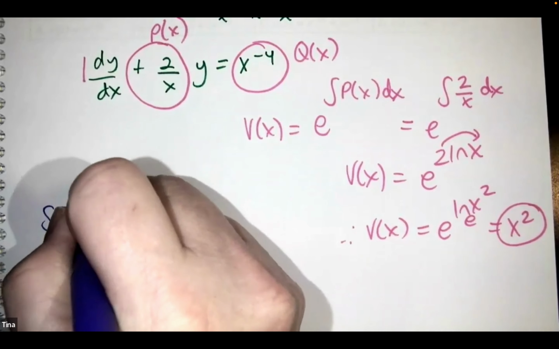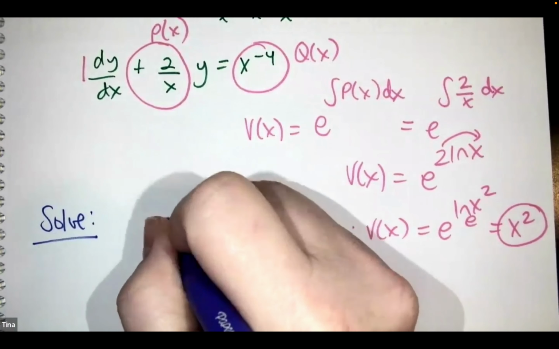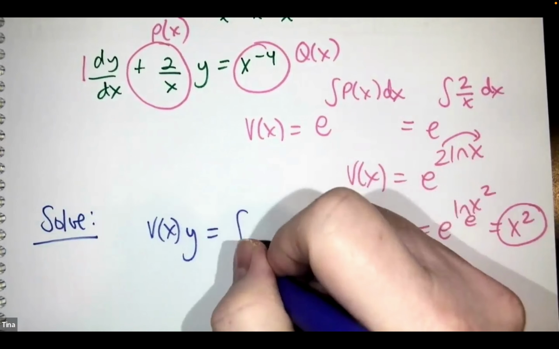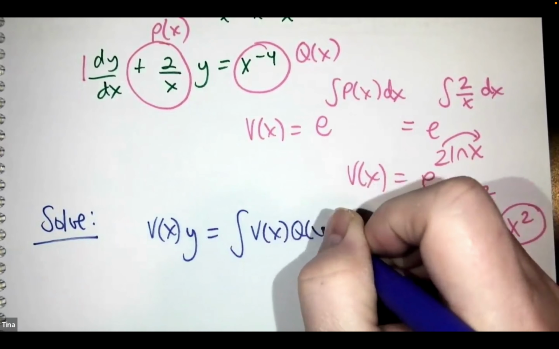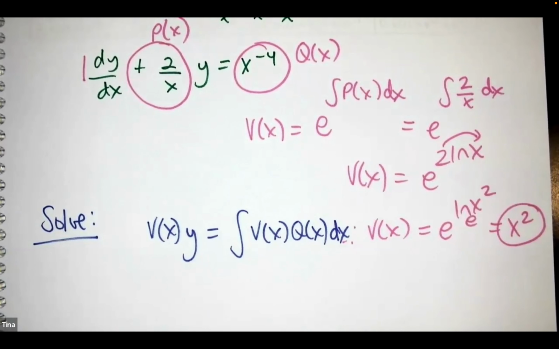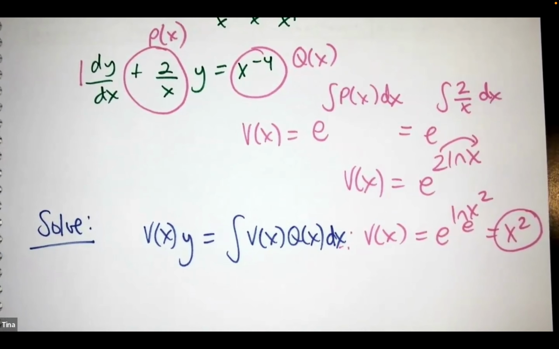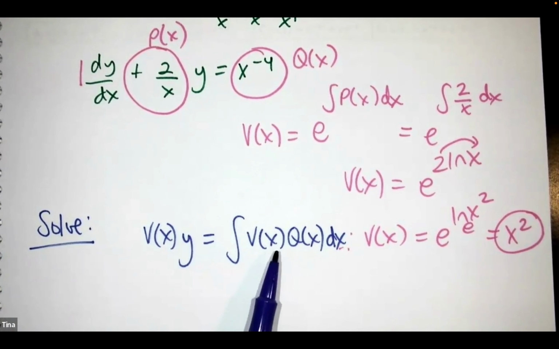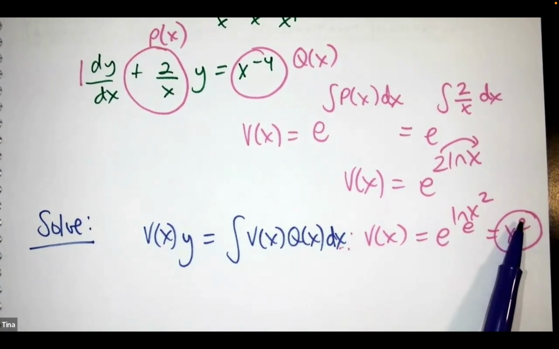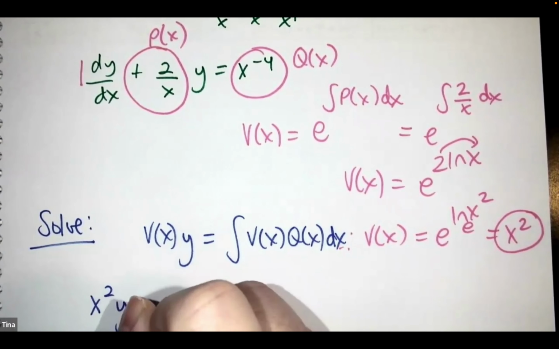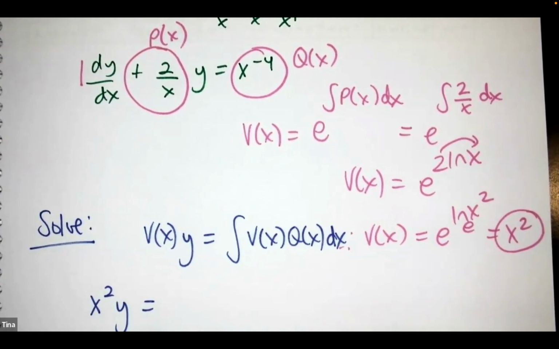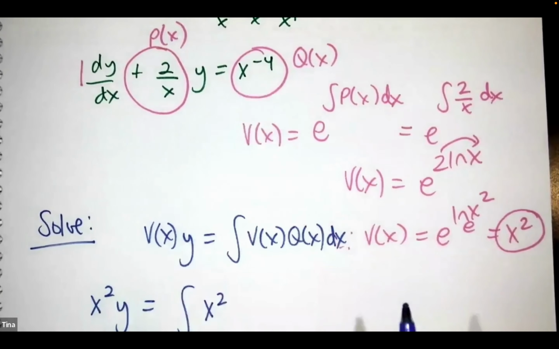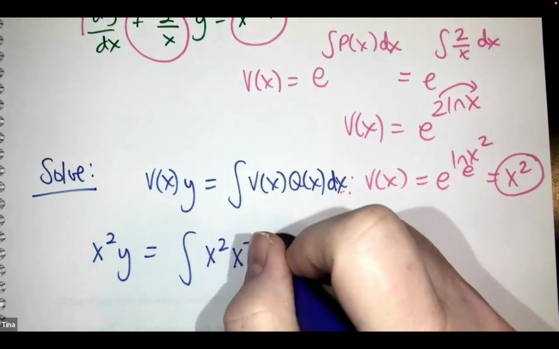Okay, so in terms of our solution, we have v of x times y equals the integral of v of x times q of x dx. So v of x is x squared. y is always just itself, y, equals the integral of v of x, which is x squared, times q of x, which is x to the negative 4.